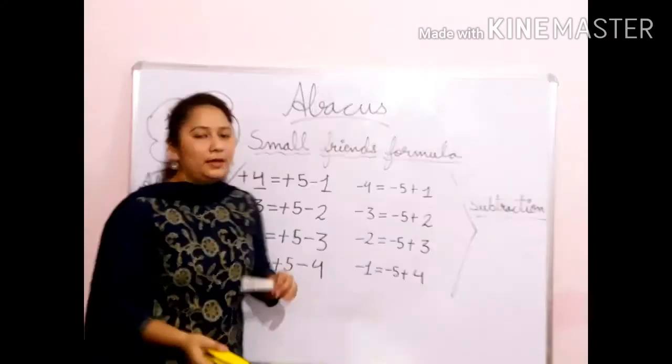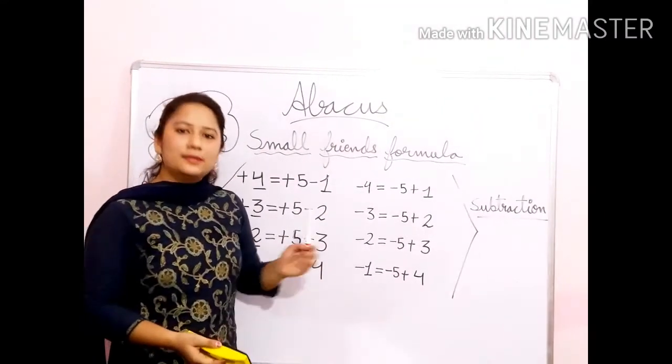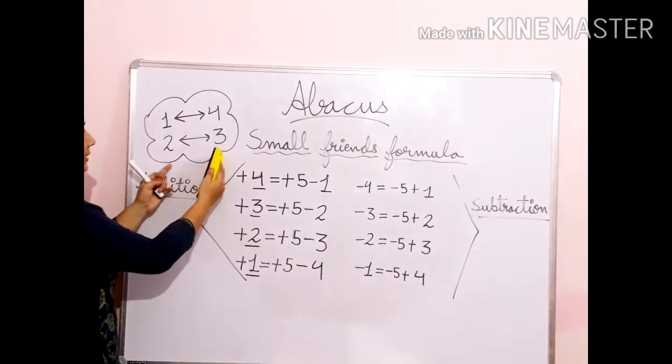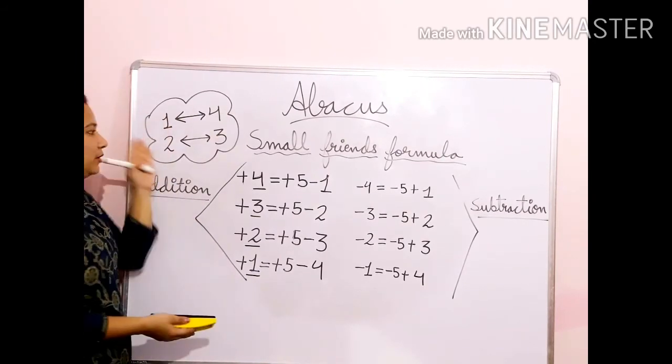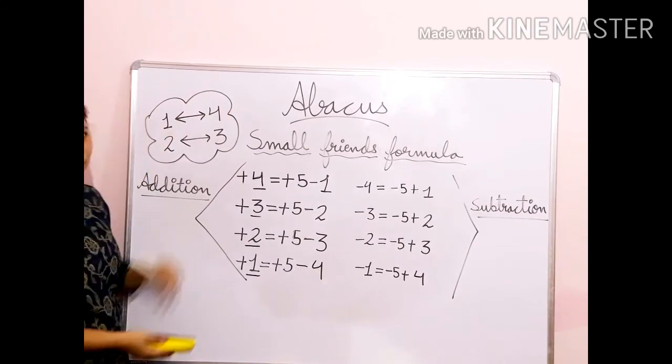Try to learn them. In my next video, I will tell you how to apply these formulas in the sums. Till then, just learn them. And don't forget to learn this. This is the main part of these formulas, that 1 is the friend of 4 and 2 is the friend of 3. 3 is the friend of 2 and 4 is the friend of 1.